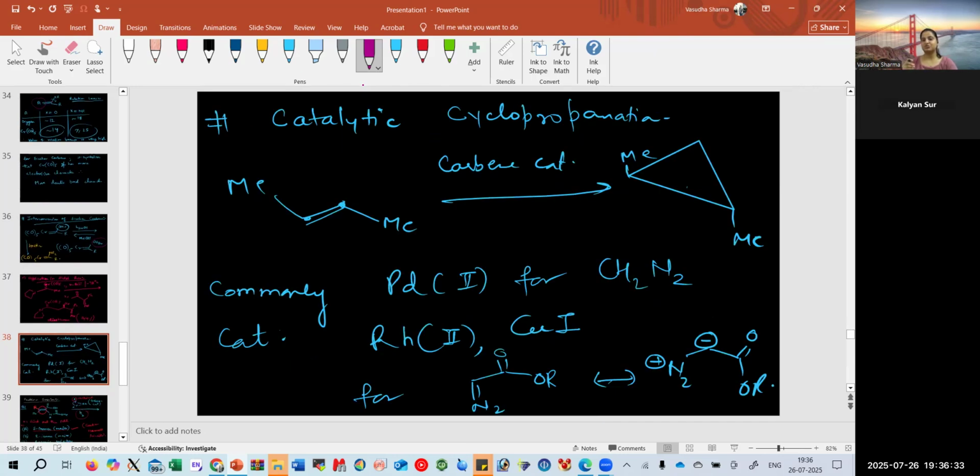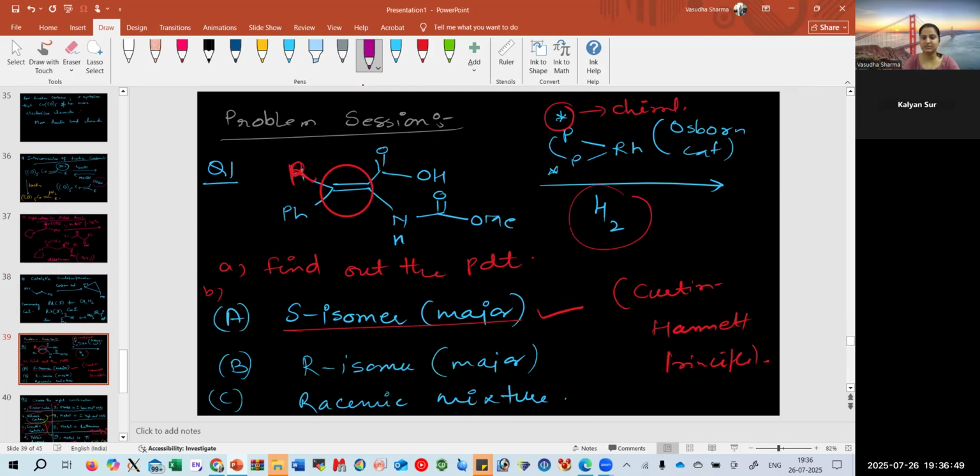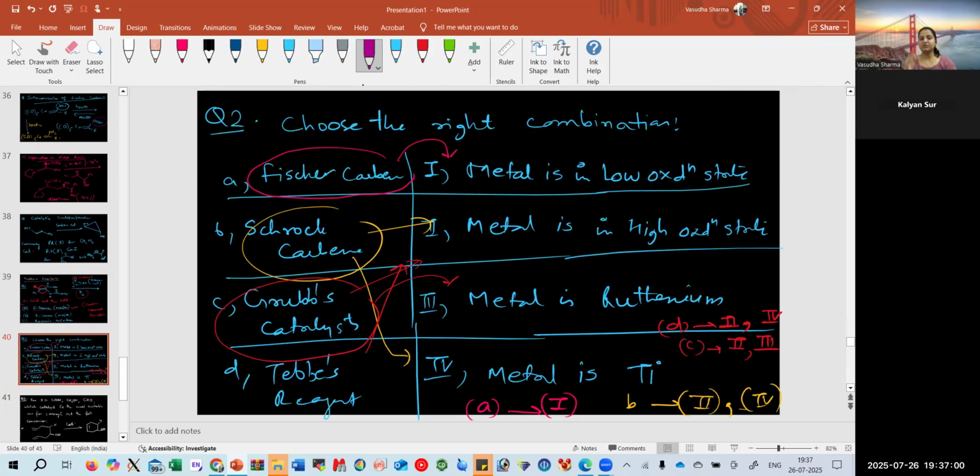And the last application of these carbenes was cyclopropanation, where the commonly used catalysts were palladium(II) for diazomethane, rhodium catalyst, and copper iodide for diazo ester systems. So this is what we have done, and in the problem session we had certain examples. Considering this one, you need to find out which is going to be the major product, and firstly, what the product is. Second, we gave different types of catalysts and combinations on the right side, and you need to find out which is the right combination.